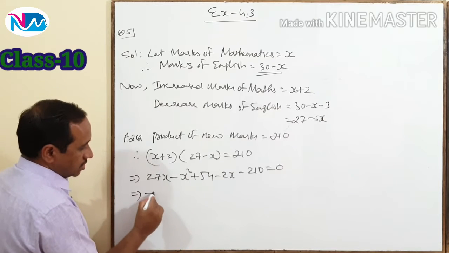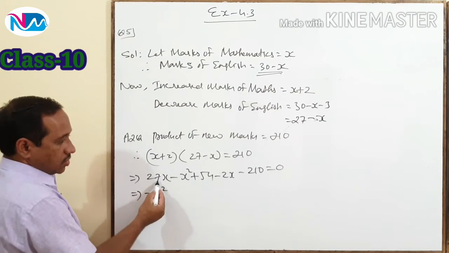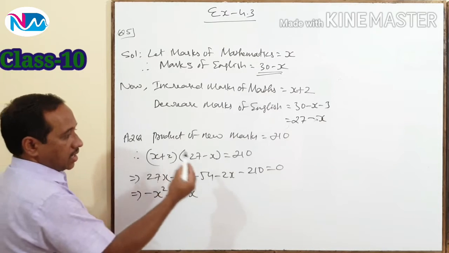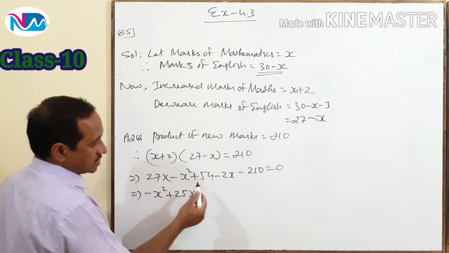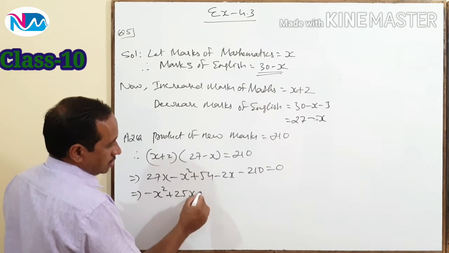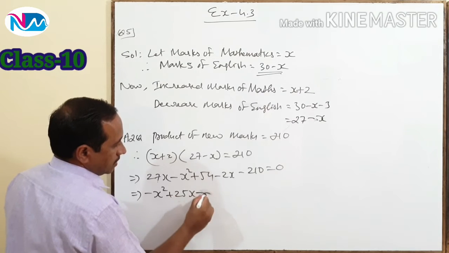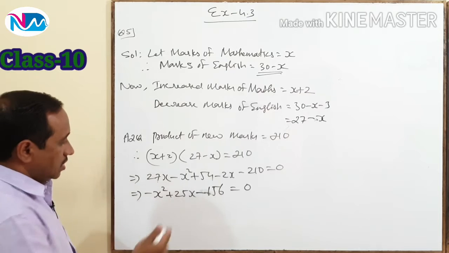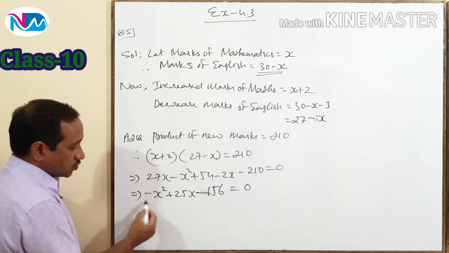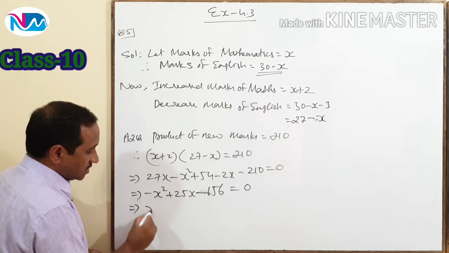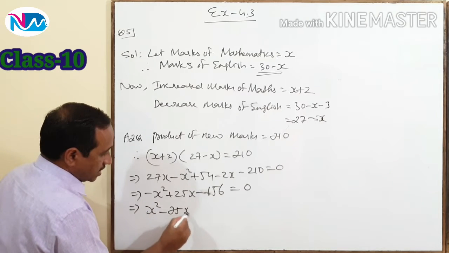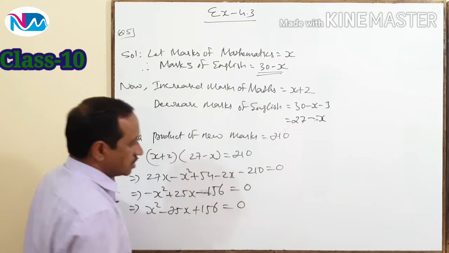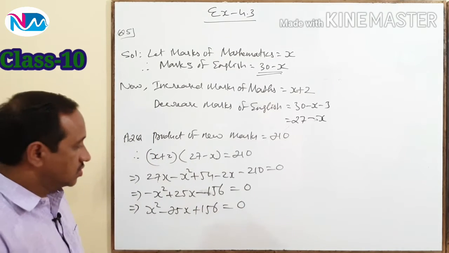Now, rearranging: minus x square, 27x minus 2x, plus 25x, and 54 minus 210 is minus 156, is equal to 0. Here the coefficient of x square is negative, so I am changing all the signs. You will get x square minus 25x plus 156 is equal to 0. So this is the quadratic equation we have got.